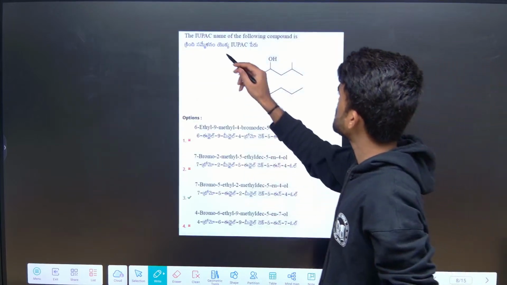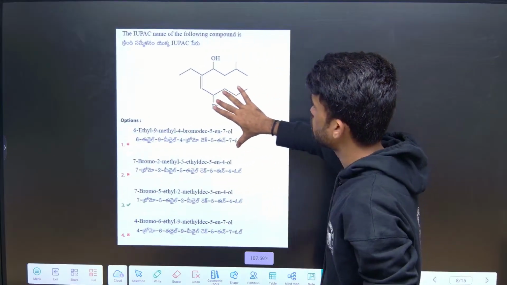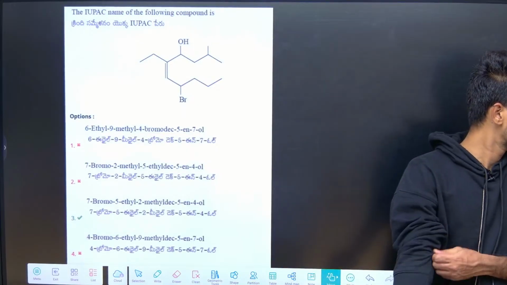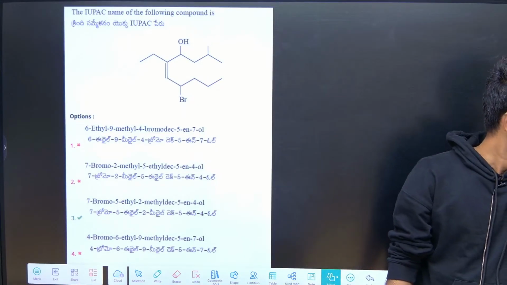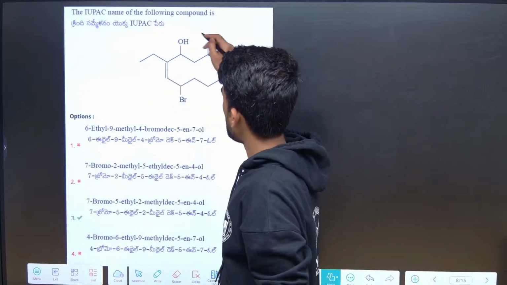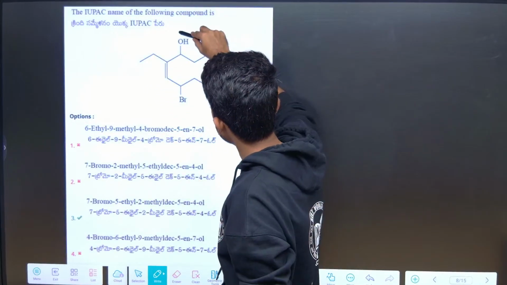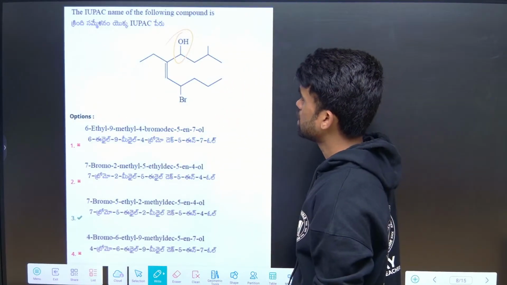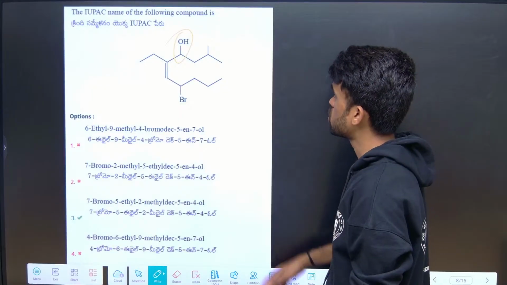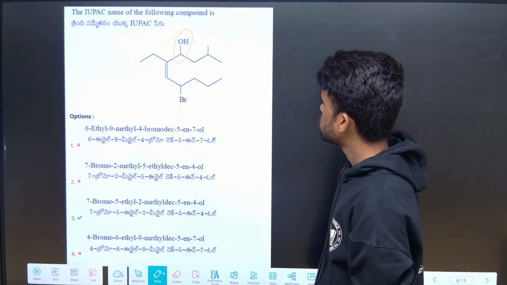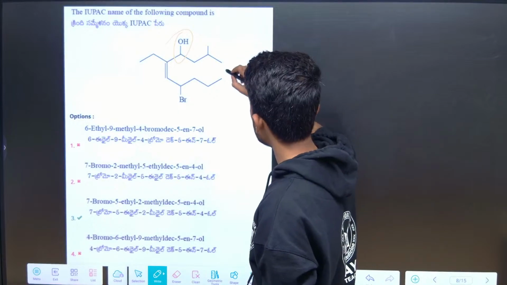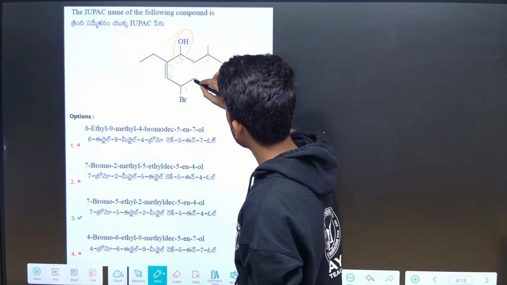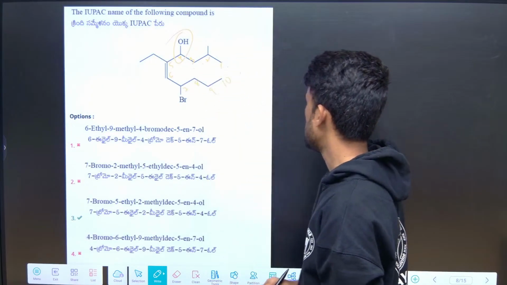Now, the IUPAC name of the following compound: tell me what is the IUPAC name for this organic compound given? Here we have this organic compound. What are the functional groups? Here we have OH as the principal functional group. Now number it so that the least number comes to this OH group. I am starting from here, 1, 2, 3, 4, 5, 6, 7, 8, 9, 10. Yes, 10, it is done.